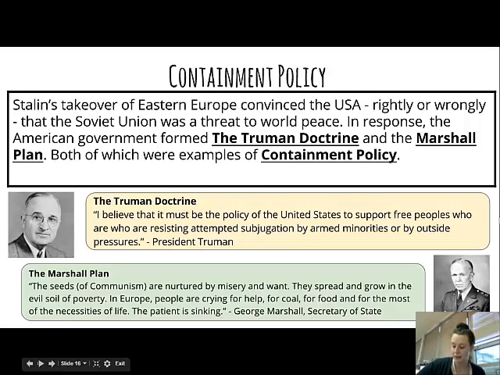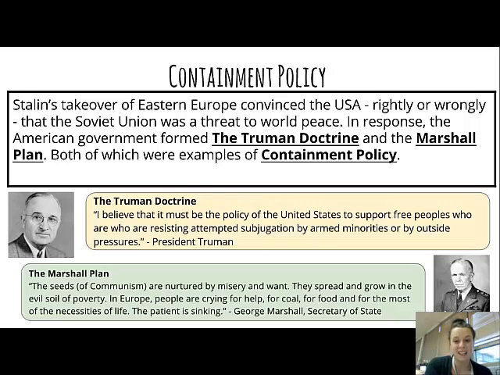So the first thing that I want to talk about is containment policy. This is established in 1946. And the whole goal behind containment policy is to stop the Soviet Union from expanding their power and communist influence throughout Europe. So if you see here, the United States thought that the Soviet Union was a threat to the world. So they implemented both the Truman Doctrine and the Marshall Plan. Those are underlined and bolded because they're important.